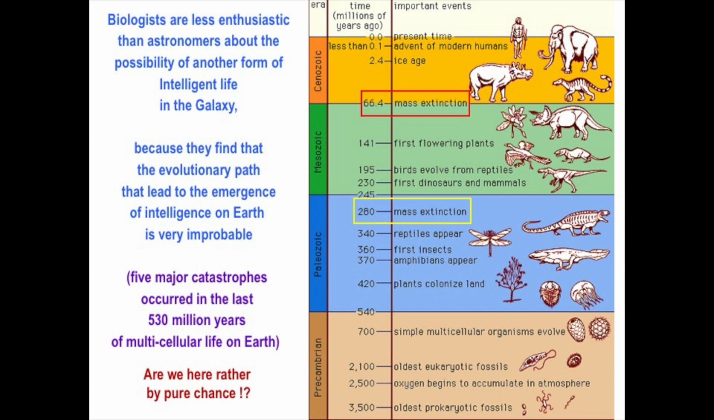There have been 5 major catastrophes in the last 530 million years of multicellular life on Earth. Just to pick the last one, 65 million years ago, a big meteorite hit the Earth, destroying the dinosaurs. Dinosaurs had reigned for almost 200 million years, or at least 150 million years, on Earth. If it were not for that meteorite, we would not be here now, because mammals evolved to their complexity and intelligence after the disappearance of the dinosaurs. So from that perspective, it appears that the evolution of intelligent life forms is quite rare, and perhaps we are here by pure chance.